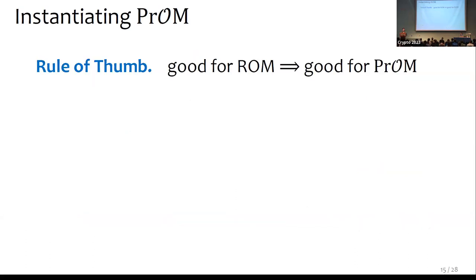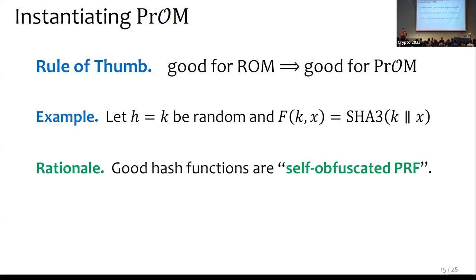And how do we instantiate PROM? We think that any hash function good for the random oracle is suitable for PROM when salted. For example, we can let the handle and the key both be the same random string and define the function to be SHA of K concatenated with the input.